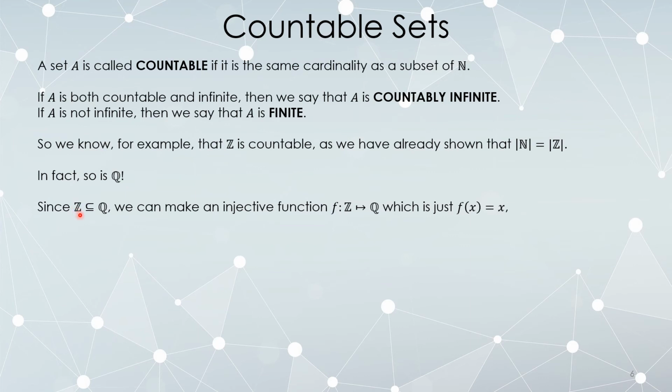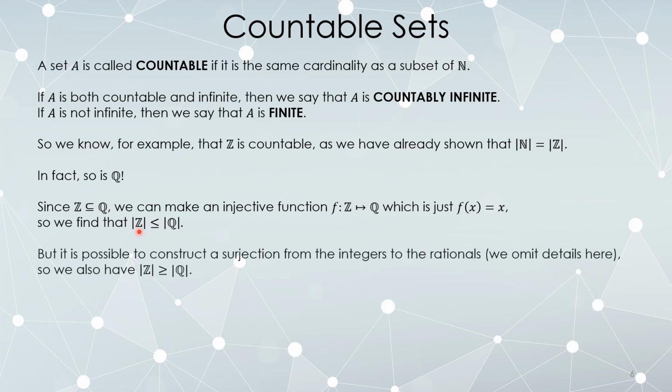Since the integers are a subset of the rationals, and the integers are infinite, we know that the rational numbers are infinite. And we can actually make an injective function going from the integers to the rationals, which is just the identity. Plug in an integer, get out an integer, but interpret it as like 10 over 1 rather than just 10. So the cardinality of the rationals is at least as big as that of the integers. But it's possible to construct a surjection from the integers to the rationals as well.